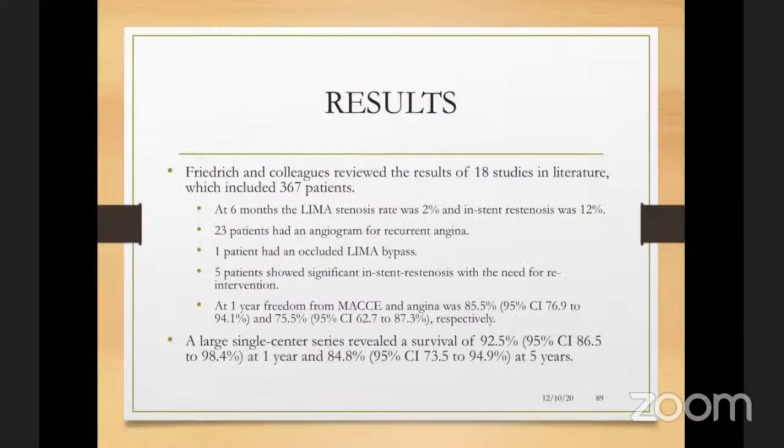So the results of the hybrid procedure. Friedrichs and his colleagues reviewed the results of 18 studies in the literature, which included 367 patients. At 6 months, the LIMA stenosis rate was 2% and in-stent restenosis was 12%.